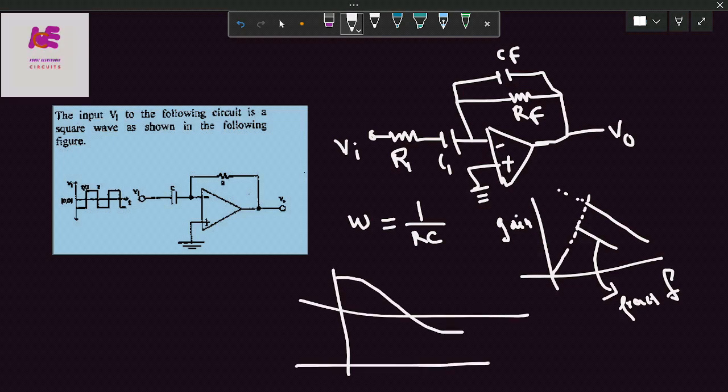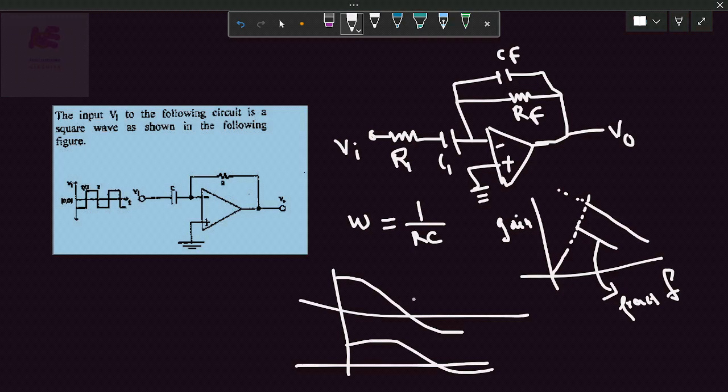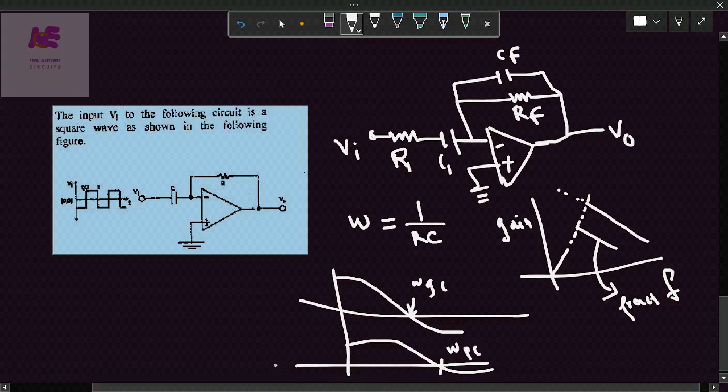If this is the gain response and this is the phase response, we know that this is the gain crossover frequency omega GC and this is the phase crossover frequency omega PC. In order to make the system more stable, the gain crossover frequency must be earlier than the phase crossover frequency to ensure the stability of the system. So by adding one pole to this ideal differentiator, we are ensuring the stability of the differentiator, and hence we say it is a practical differentiator.